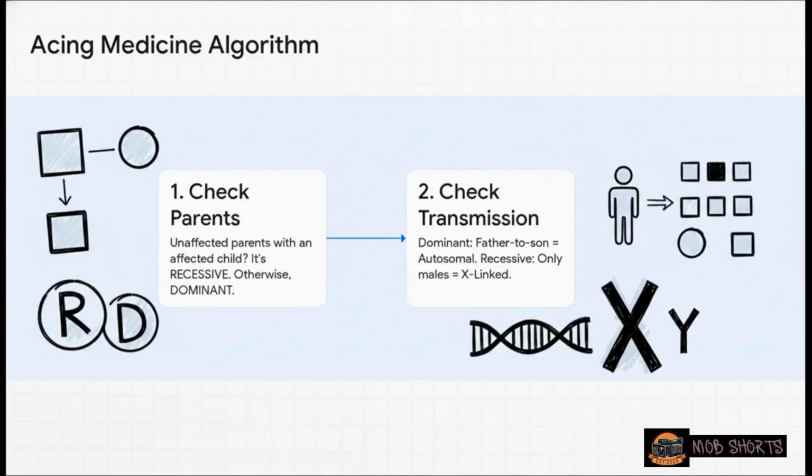Acing Medicine has this brilliant 2-step algorithm. First, scan the pedigree for our golden rule. Unaffected parents with an affected kid. If you see it, it's recessive. If you don't, it's probably dominant.